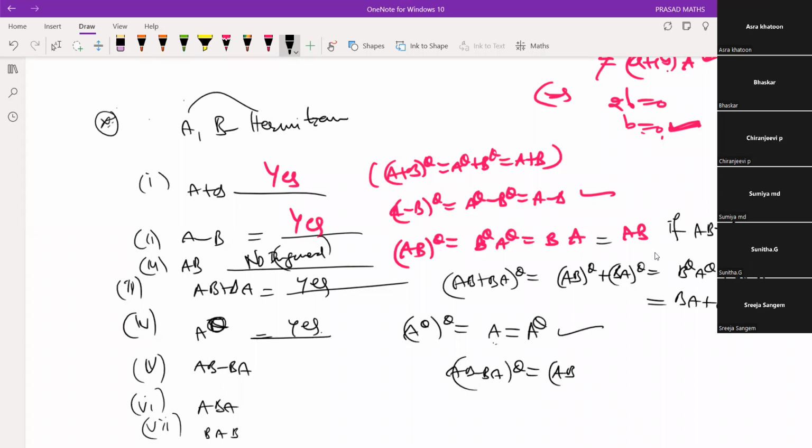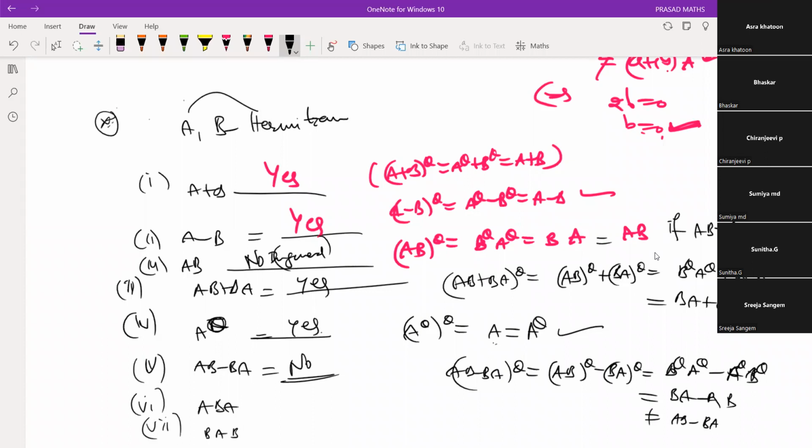But what about AB minus BA? This is (AB)^θ minus (BA)^θ. This is also straightforward: B^θ A^θ minus A^θ B^θ. But this is nothing but BA minus AB. So (AB minus BA)^θ is equal to BA minus AB. So in general, this may not equal AB minus BA. Is it right or not? So in general, this is no.